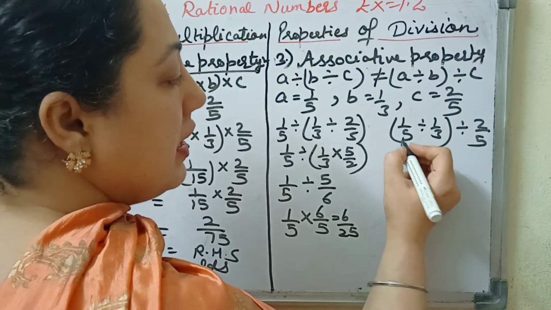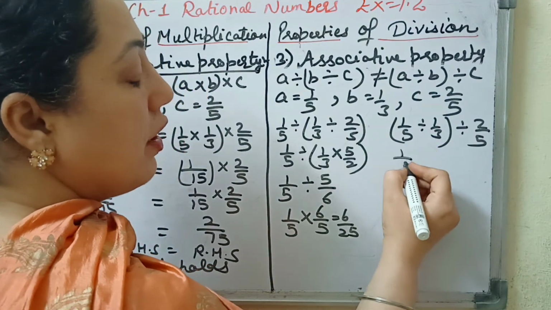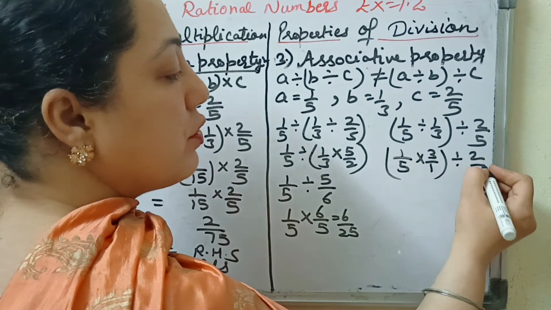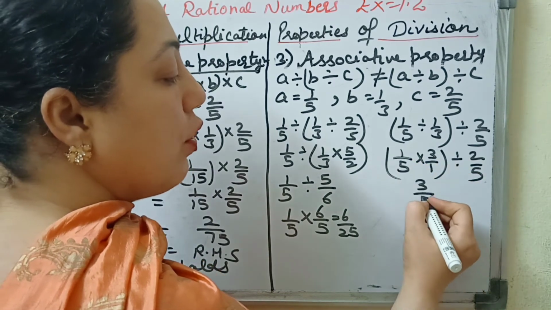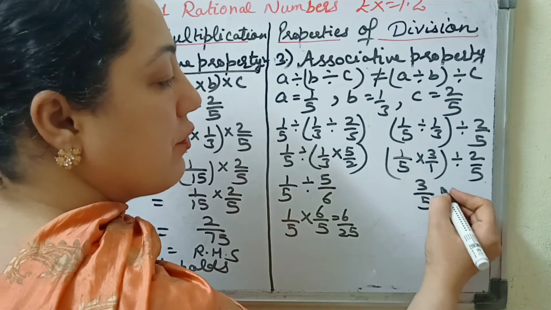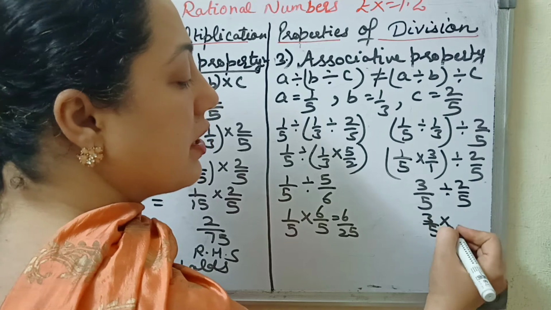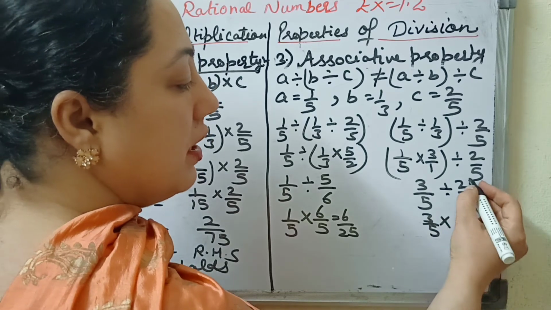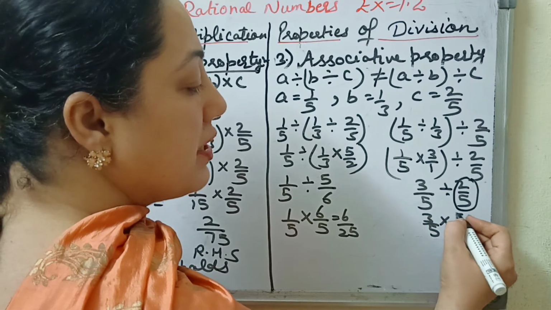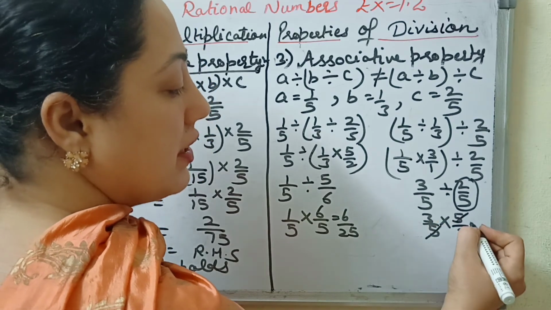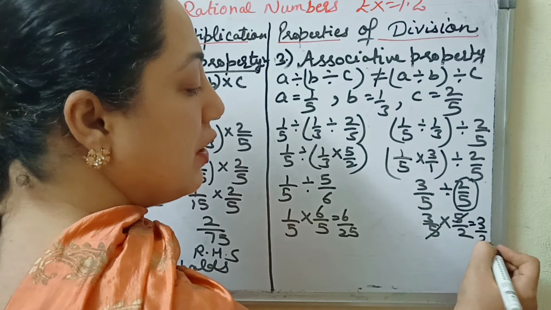Now on another side, I will solve first this bracket. 1 over 5 into 3 over 1 divided by 2 over 5, and it is 3 over 5. 1 3s are 3, 5 1s are 5, divided by 2 over 5. Now again division is converted into multiplication and the second term becomes reciprocal. It is 5 over 2. 5 cancels out with 5 and the term left is 3 over 2.